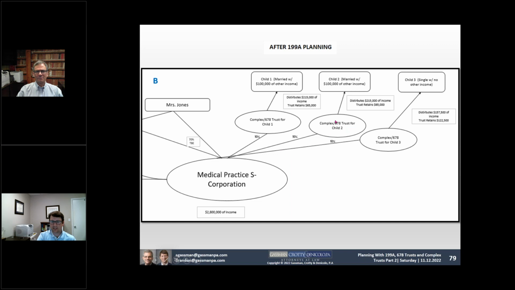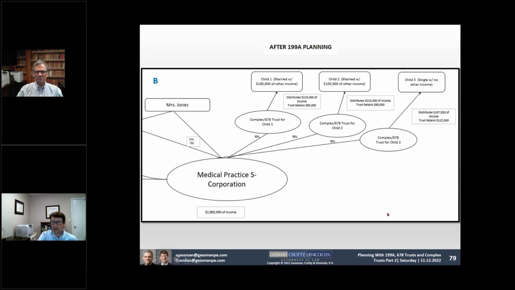Another 10% to a separate trust for child 2. Again, not a multiple trust issue because different beneficiaries of these trusts. It retains 65,000, distributes 215 because the child has 100,000 of other income. And then we have child 3 who's single, no income. It gets a full 157,000, which was the single threshold in 2018, and retains 122,000.